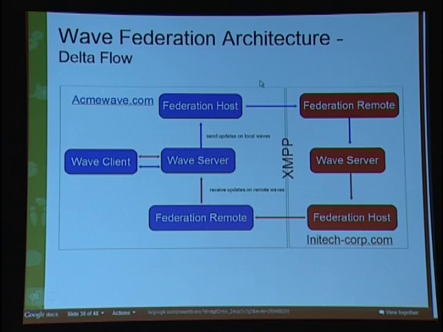So the wave federation architecture is fairly simple. There are different wave servers. Clients can connect to those wave servers, and there are pairs of federation hosts and federation remote systems that talk to each other using XMPP, well documented in the Wave Federation protocol.